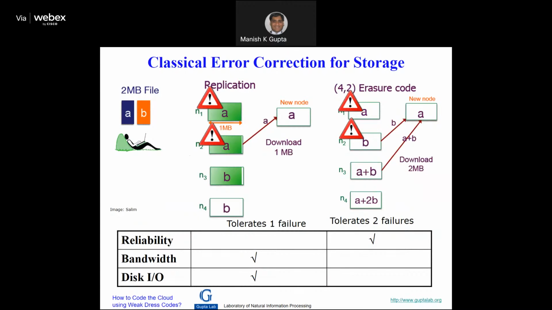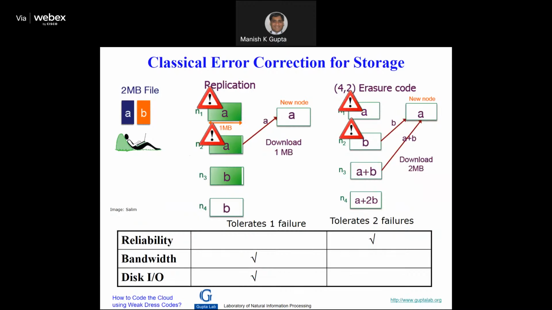Now look at this very beautiful scenario. Suppose you have a 2 MB file, 2 packets, 1 MB each, A and B. There are 4 nodes. Suppose I'm going to describe 2 mechanisms of providing storage, how it works.